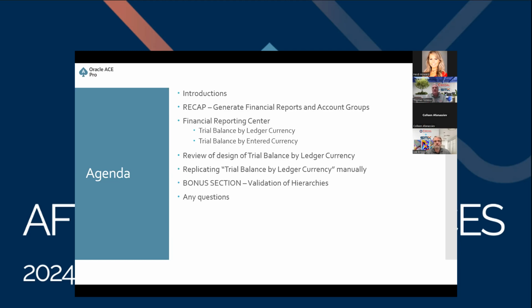Then we're going to review the design. How is that report specifically built? Lee Briggs is going to do a review of the FRS Financial Reporting Studio tool and explain how Oracle goes about creating the actual report and how you would go about creating it manually if you needed to modify it. And then there's a bonus section: how you can create a validation of hierarchies within the financial reports.